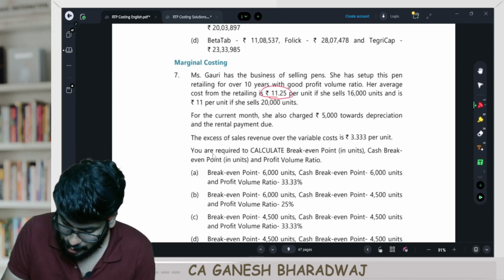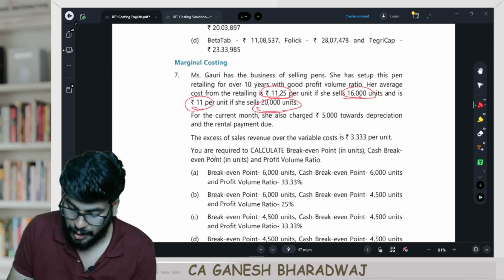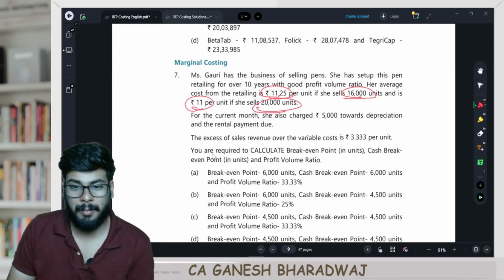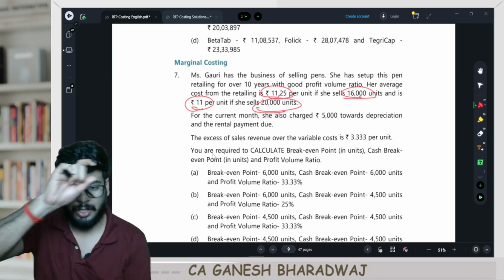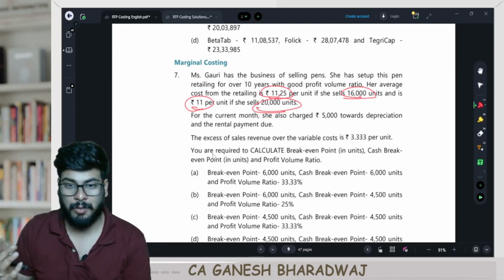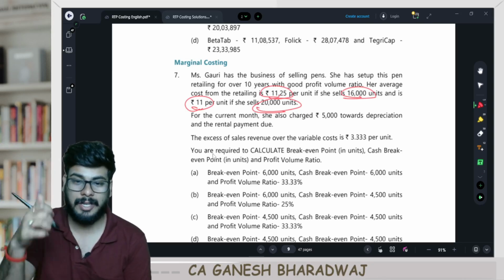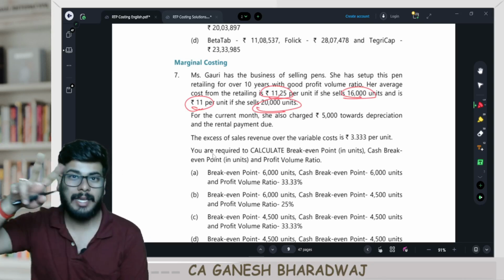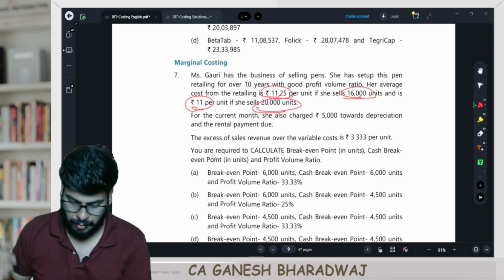Okay, so they have given the cost per unit for a different volume. It is not constant on a per unit level, so clearly this is not a variable cost. So what do you do? You arrive at the total cost for each of the two volume levels, and you will find out that it is not the same. So it is neither fixed nor variable. So you need to segregate and find out how much is the variable cost per unit and how much is the fixed cost.